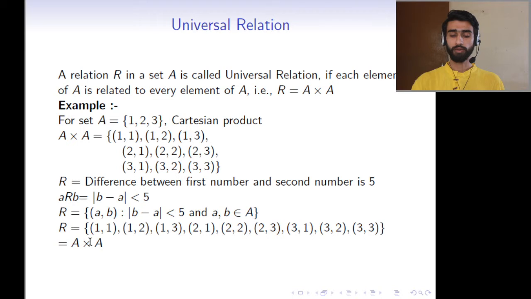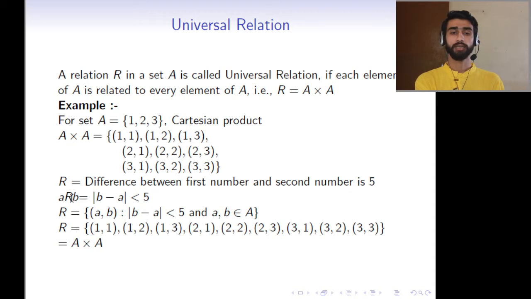Now let's take an example to clear the concept. I have a set A = {1, 2, 3}. What will be its Cartesian product? It will be A cross A. Let's write all the possibilities again. (1,1), (1,2), (1,3), (2,1), (2,2), and (2,3). (3,1), (3,2), and (3,3). These are all the possible values which we carry in our Cartesian product of the set. I define another relation R, and it says the difference between the first number and the second number is 5. It is different from the other one.